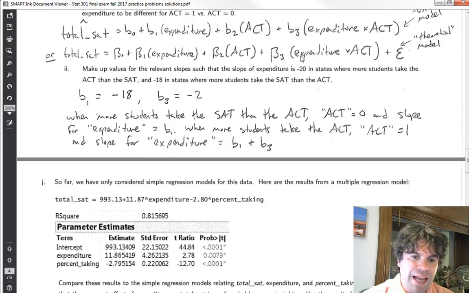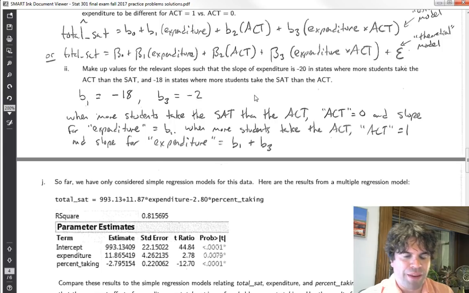So if I want it to be negative 20 when more students are taking the ACT than the SAT, okay, what I'm saying is I want it to be negative 20 when ACT equals 1. When ACT equals 1, I've got the B1 times expenditure in the model and the B3 times expenditure, so negative 20 needs to be the sum of B1 and B3.